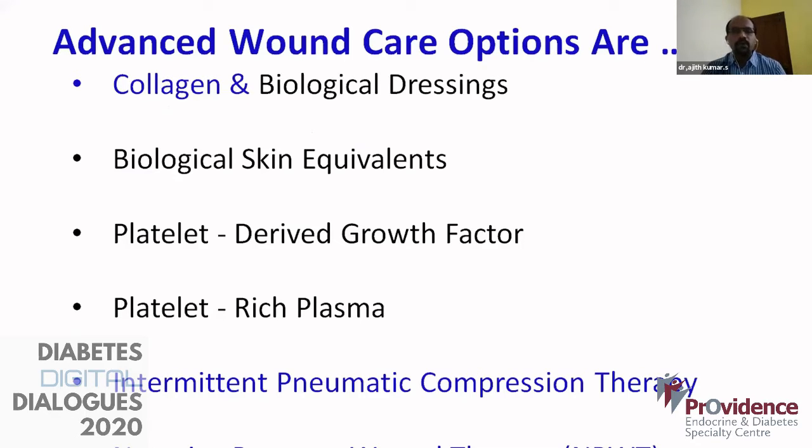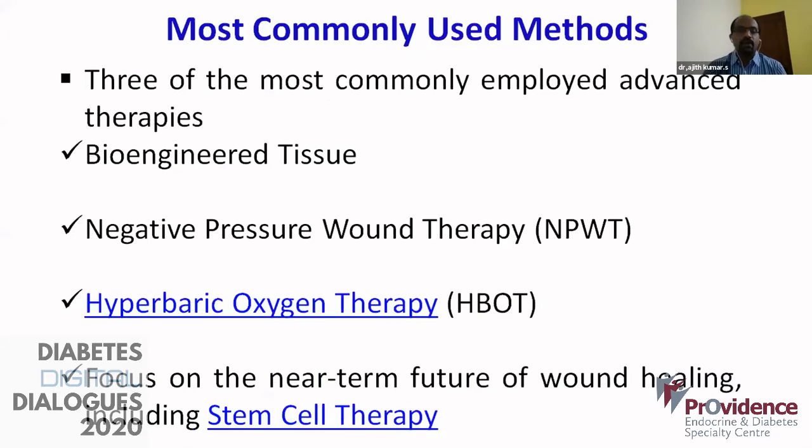These are the advanced wound care options, which I'll highlight because of the limited time. The collagen and the biological dressings, the biological skin equivalents, the platelet-derived growth factor, the platelet-rich plasma, intermittent pneumatic compression therapy, the negative pressure wound therapy, and HBOT. The items which I have shown in blue, because that's what I am using in my day-to-day practice. So I'll be concentrating especially on those, especially the bioengineered tissues, the negative pressure wound therapy, HBOT, and one modality which is on the horizon in the near future is stem cell therapy.